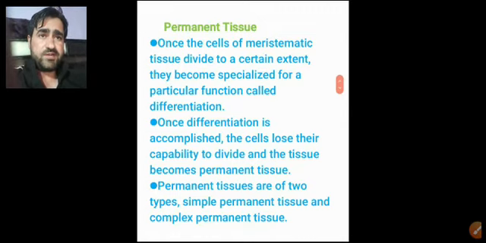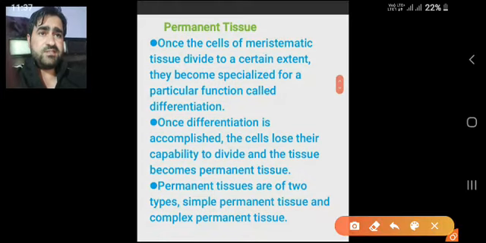Whereas in permanent tissue, there are cells which have acquired a permanent role. They have a definite shape, size, and function to perform. That means these cells, unlike meristematic tissue, do not divide. They have lost the power of division. As we have studied, there are two types of tissues, dividing tissues and non-dividing tissues. So permanent tissues are the non-dividing tissues. They become specialized for a particular function, called differentiation.